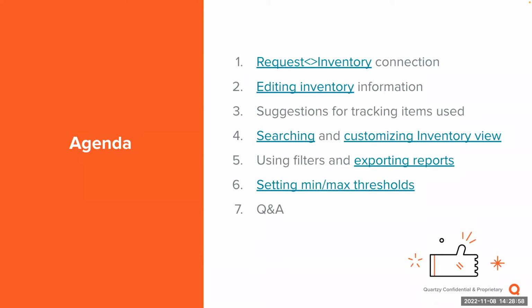So for today's agenda, I want to start by talking about the difference between the request and the inventory and talk through the connections. There's different information that's tracked in each one of these modules for reasons. And I want to show you how these connections work. Then we're going to edit some information in the inventory. I'll show you the different functionality there. We have some suggestions for tracking items that are used. And then I'll show you how to search and customize the inventory view. We'll look at some filters, and I'll show you how you can export reports from the inventory, and we'll set up some minimum and maximum thresholds.